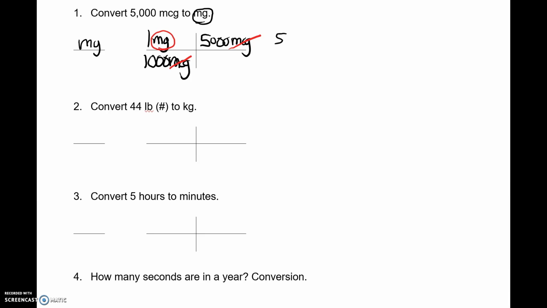So then we do 5,000 divided by 1,000, and you get 5 milligrams. Again, convert 44 pounds to kilograms. So we're looking for kilograms. What do we know about kilograms? 1 kilogram equals 2.2 pounds.